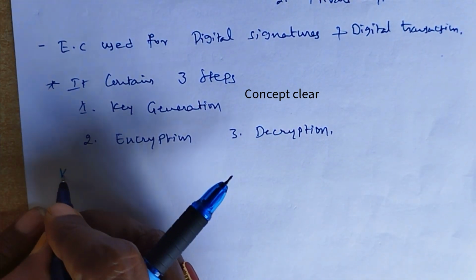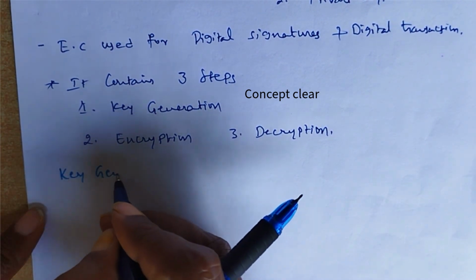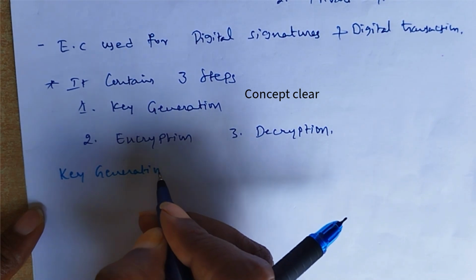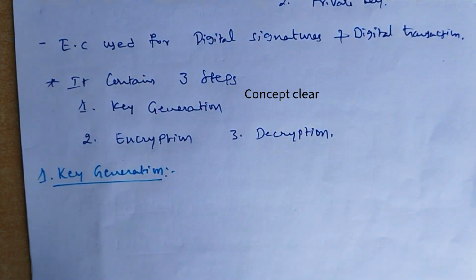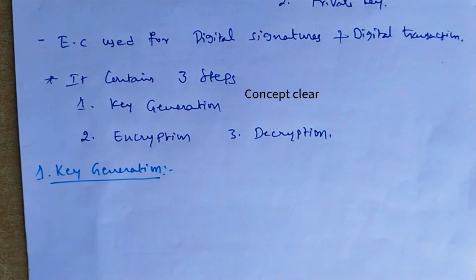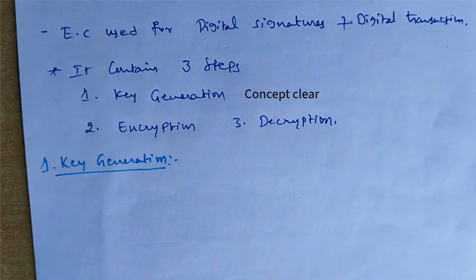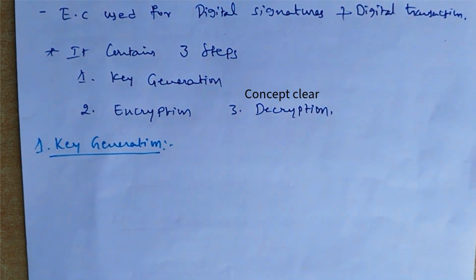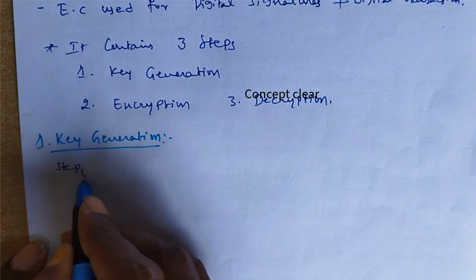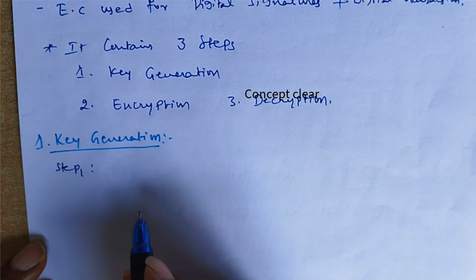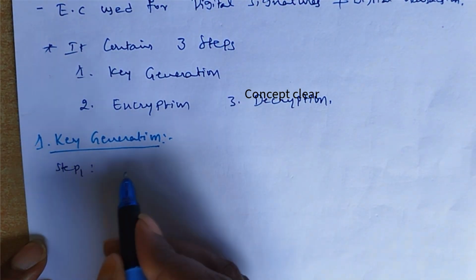In this key generation, we will generate two keys for encryption as well as decryption. Okay, here in key generation we have to follow a set of steps. The first step is step 1. Select a large prime number.